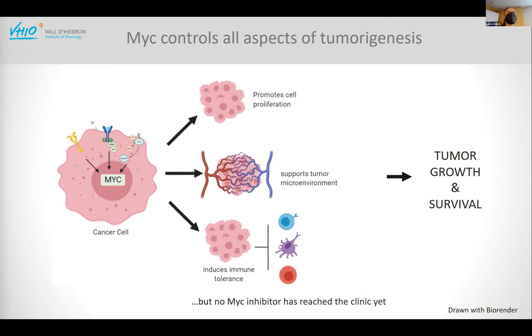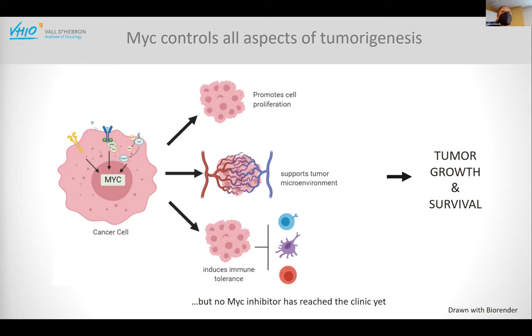For example, MYC is responsible for the production of new blood vessels in tumor cells. And last but not least, MYC is also responsible for immune suppression. Cancer cells that have high MYC also have high PD-L1 and high CD47. So all these molecules that say, don't see me, don't eat me, to our immune system.